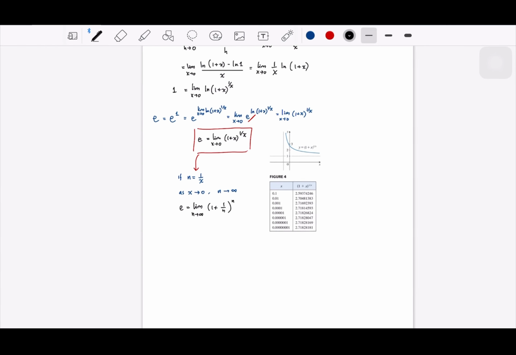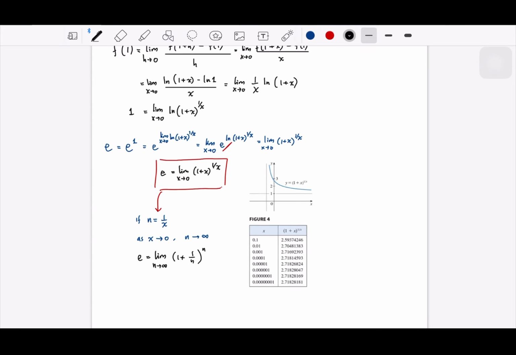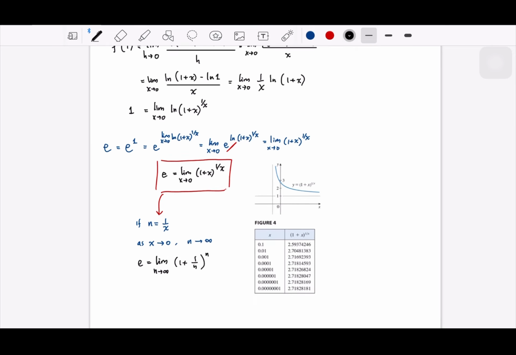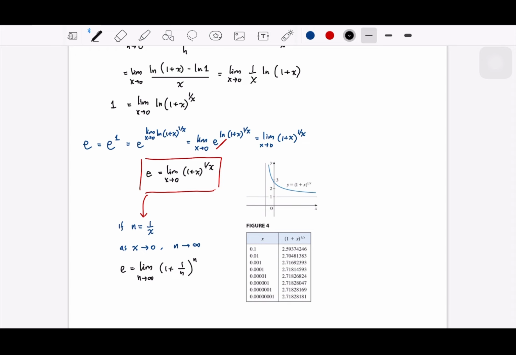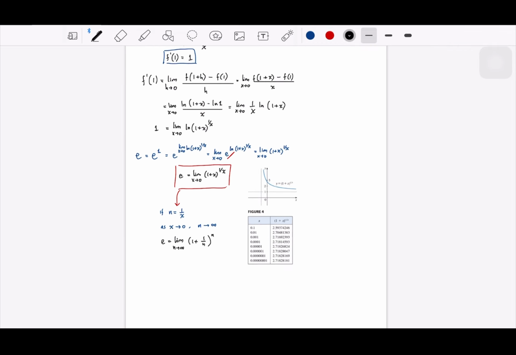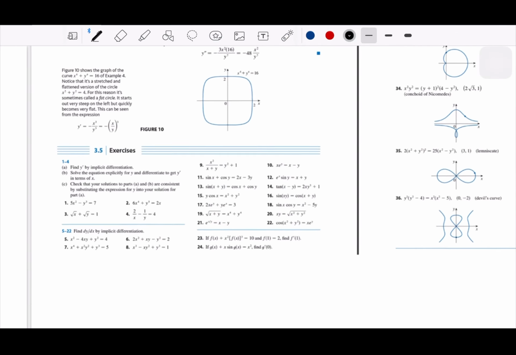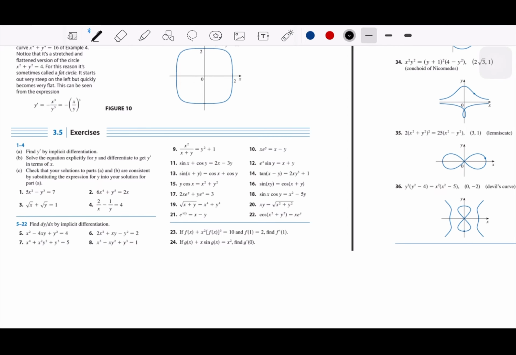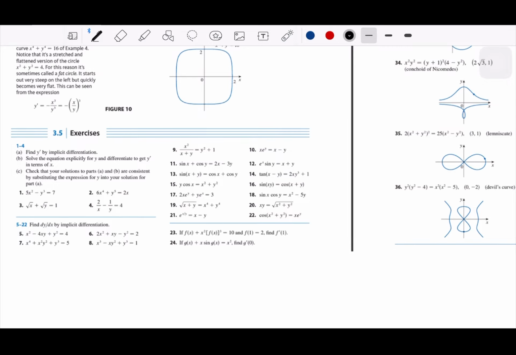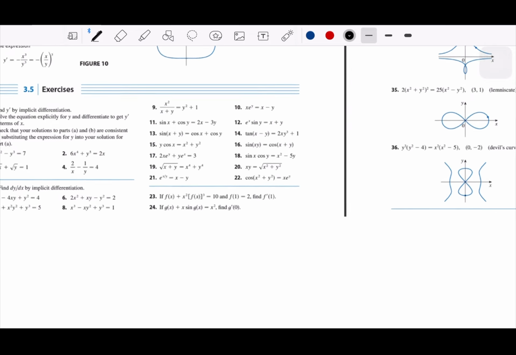Okay, that's a little bit of review of log and implicit differentiation, and also the number e. The next section, I want you to look at. I've prepared just a screenshot of the exercise for implicit differentiation. I just want to make sure that we are on the same frequency. Okay? At least we know how to solve.